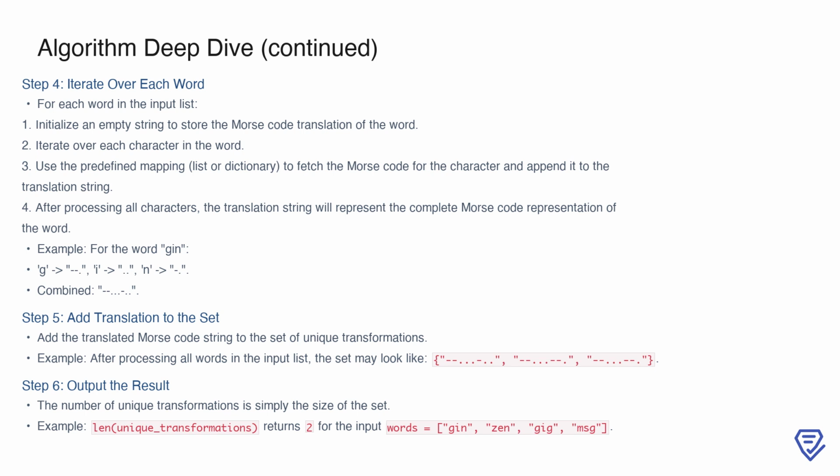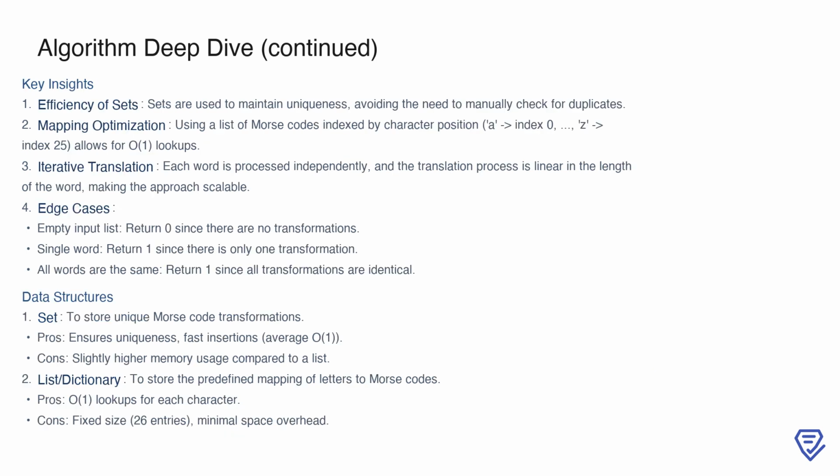Once the translation string for the entire word is ready, we add it to the set of unique transformations. This ensures that only distinct translations are stored. Finally, the result is determined by the size of this set, which gives the count of unique transformations. For example, with the input gin, zen, gig, msg, the set might contain two distinct transformations, resulting in a count of 2. Several key insights help us refine this algorithm.